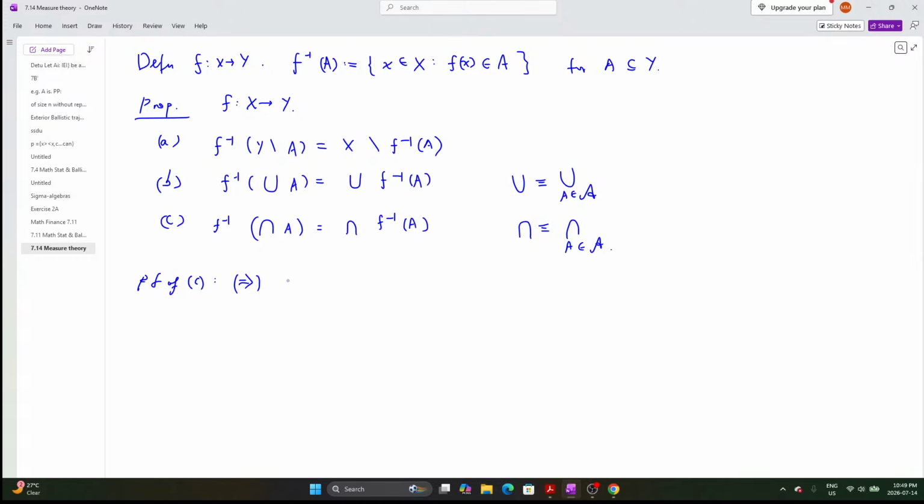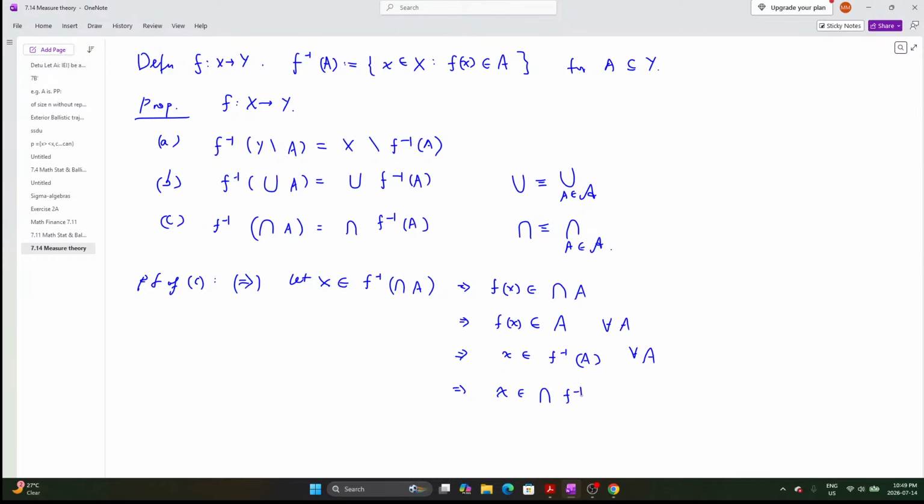Okay, so here let x be in the inverse image of the intersection of A. Then f of x is in the intersection of A. So this means f of x is in A for every A. Okay. All right. So this means x is in the inverse image of A for all A. And therefore x is in the intersection of the inverse images of A.